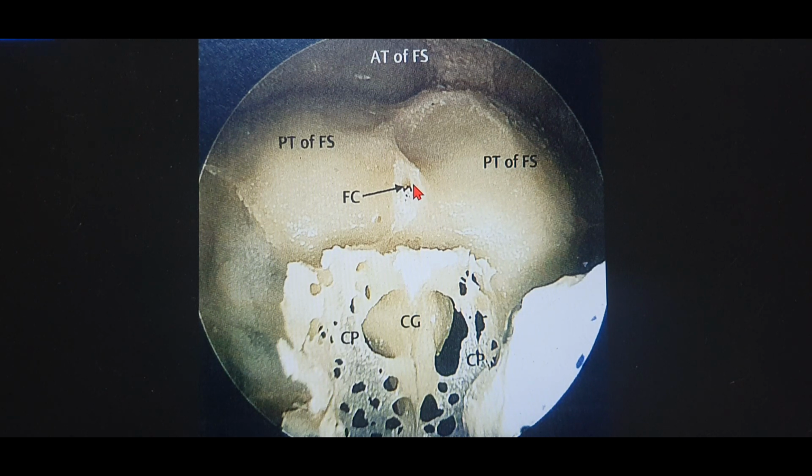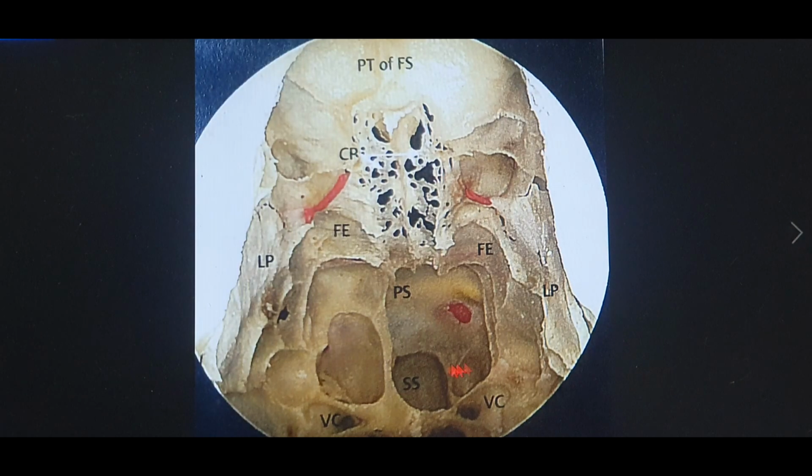So you can see the foramen cecum very well only on submucosal dissection. You can see the Crista Galli projecting upwards, and you can see the numerous perforations in the cribriform plate for the passage of the olfactory nerve. So basically you have to keep this anatomy in mind very clearly.